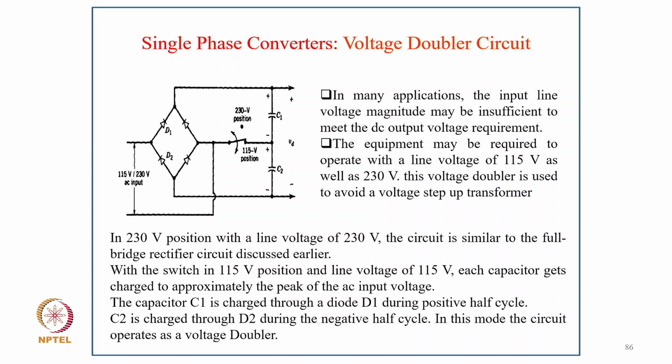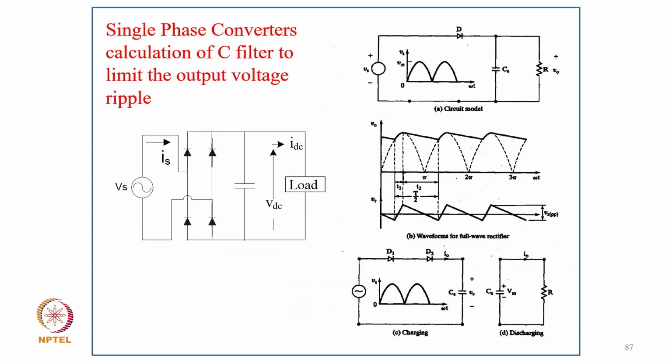In the 230 position, with a line voltage of 230, the circuit is similar to the full wave bridge rectifier discussed earlier. With the switch in the 115 position and a line voltage of 115, each capacitor gets charged to approximately the peak of the input AC voltage. Capacitor C1 is charged through diode D1 during the positive half cycle, and C2 is charged through D2 during the negative half cycle. In this mode the circuit operates as a voltage doubler.